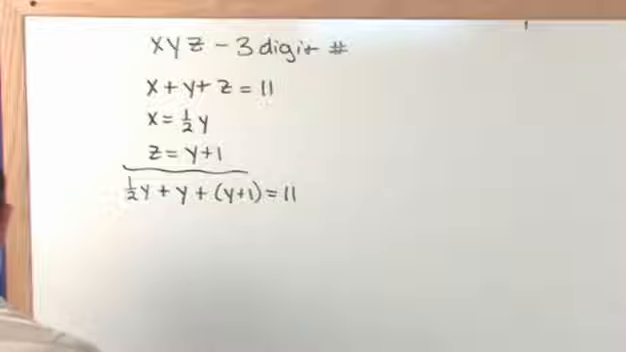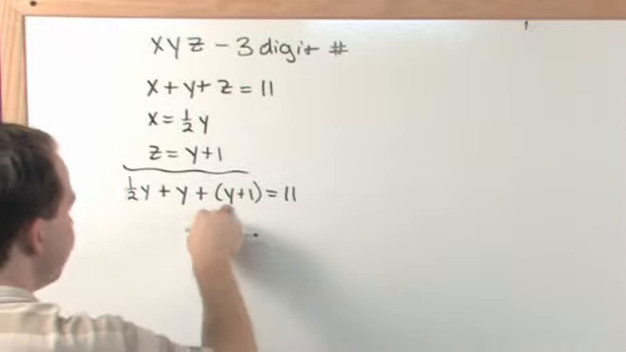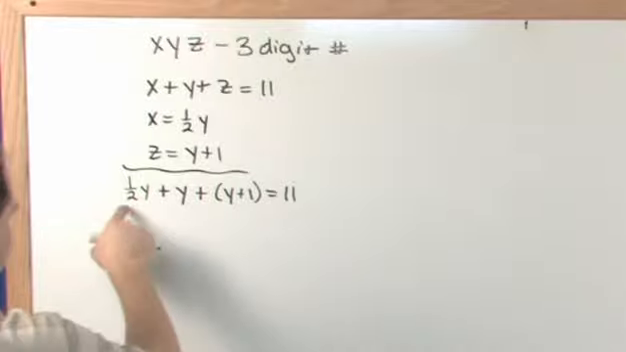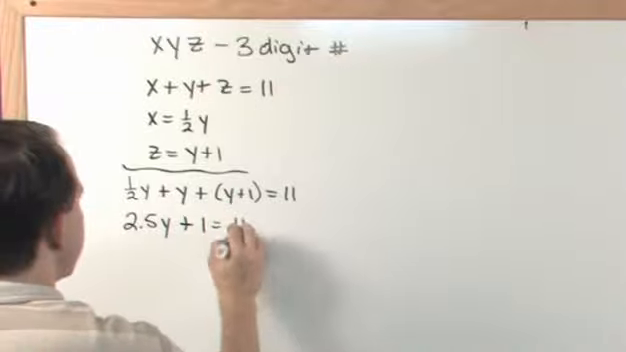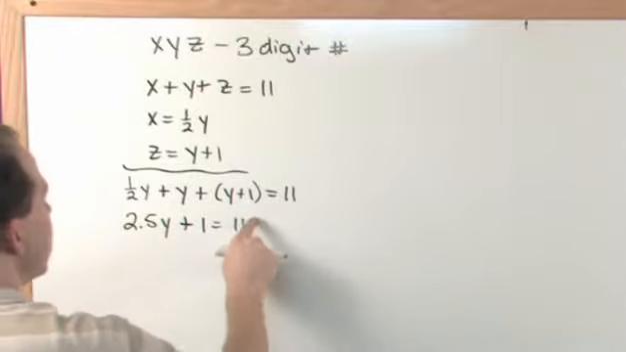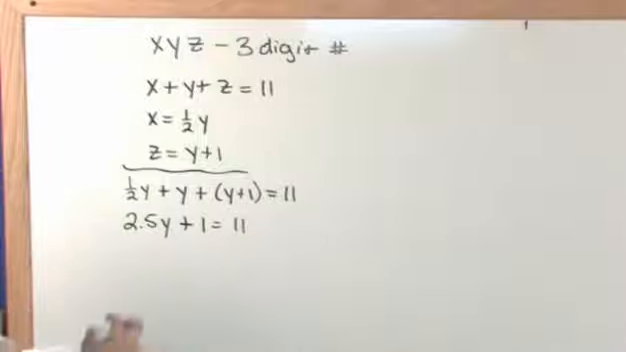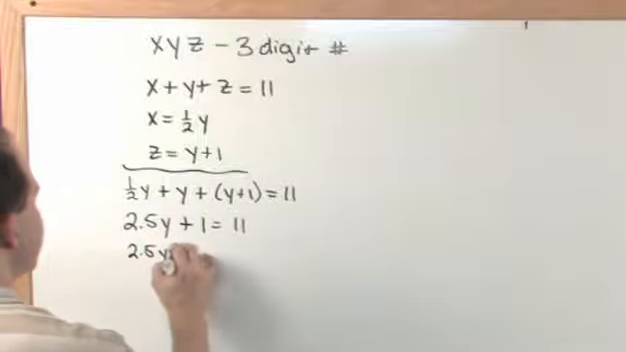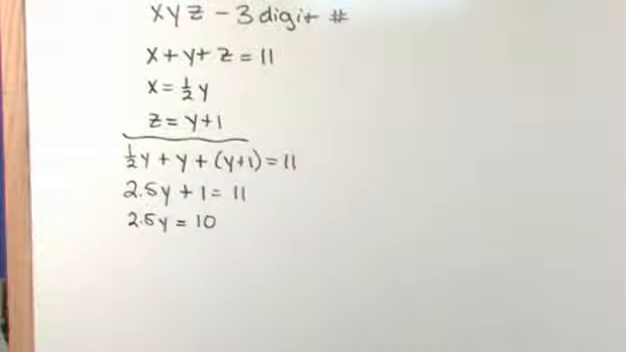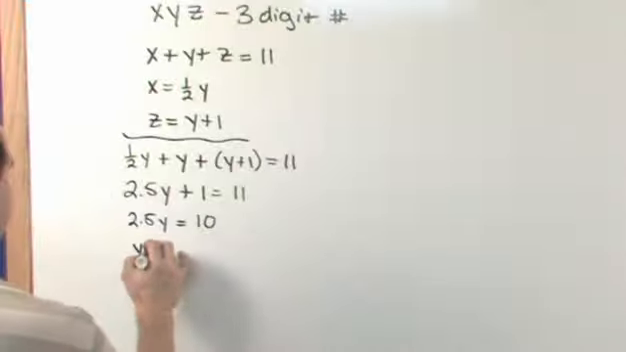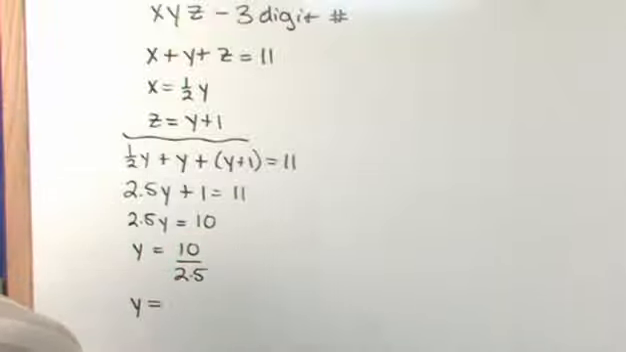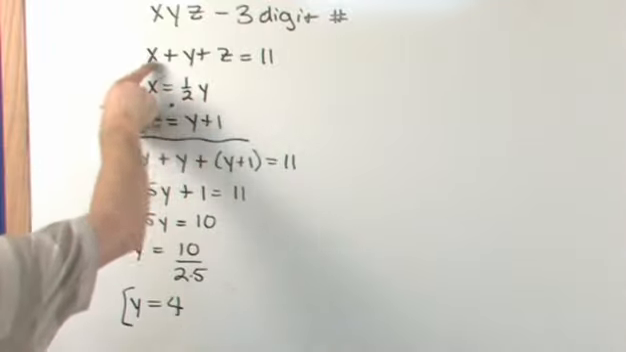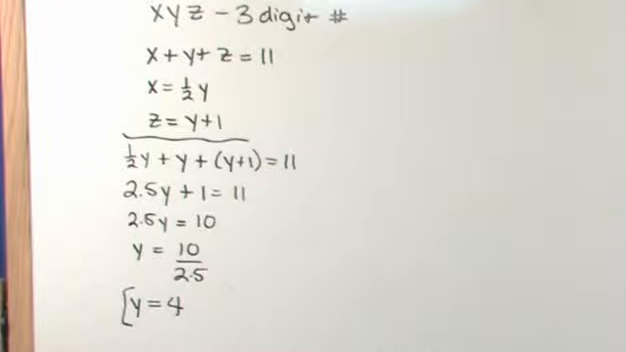So what we'll have here is y plus y is 2y plus 1/2 y. Let's just use decimals here. 2.5y plus 1 is equal to 11. All we did was add the y's up. 2.5y plus 1, this one here, is equal to 11. So then 2.5y is equal to 10. Okay? So now we can solve for y by dividing by 2.5. So y is going to be equal to 4. That's one of the digits. All we did was we took these two equations, put them in here, and bang through and solve for y.